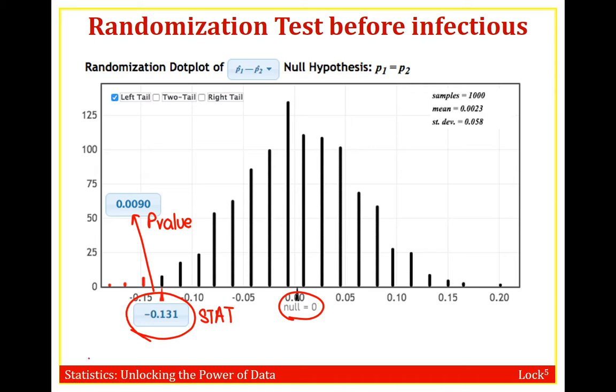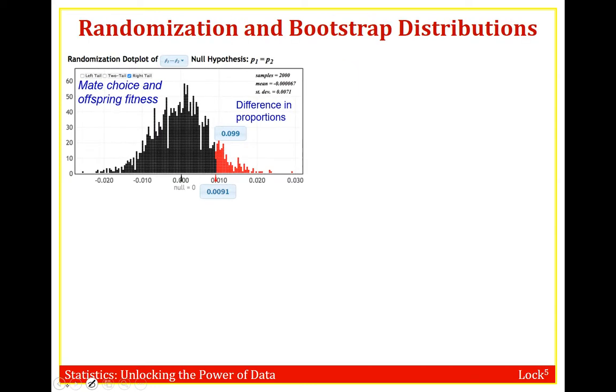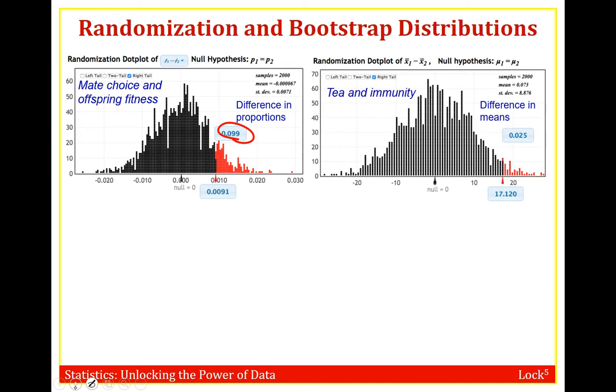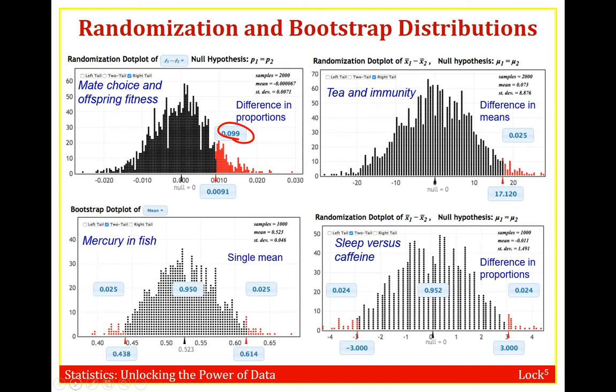So what happens when we start to bring all these things together? Me doing the calculations, just simply doing the stats, me putting it in StatKey, or me putting it in the calculator. Well, what we start to see is that the observed statistic starts to come out quite often. For instance, this is the randomized dot plot. Notice the values and the difference of proportions. If we look at a second distribution, if we look at tea and immunity, if we go back to the mercury in the fish, if we go back to the sleep versus caffeine, when we look at all of these, what do we notice?